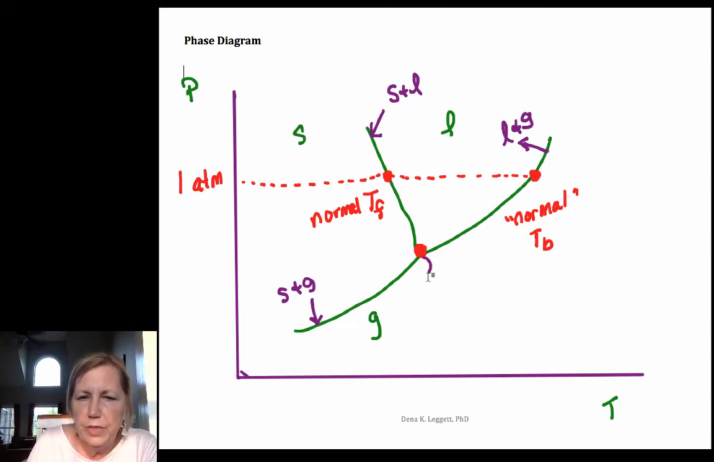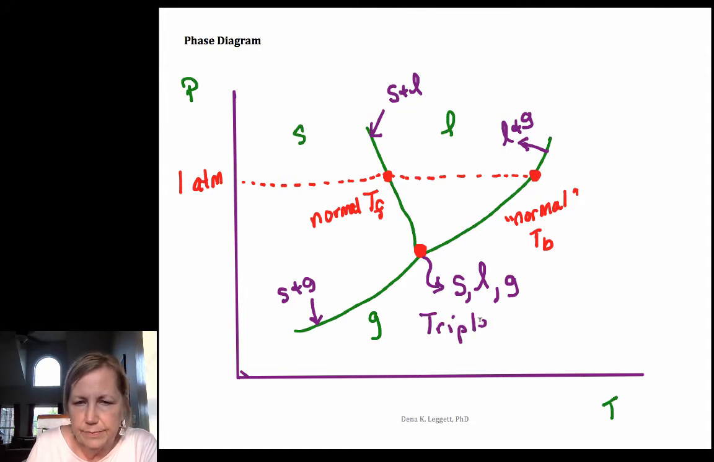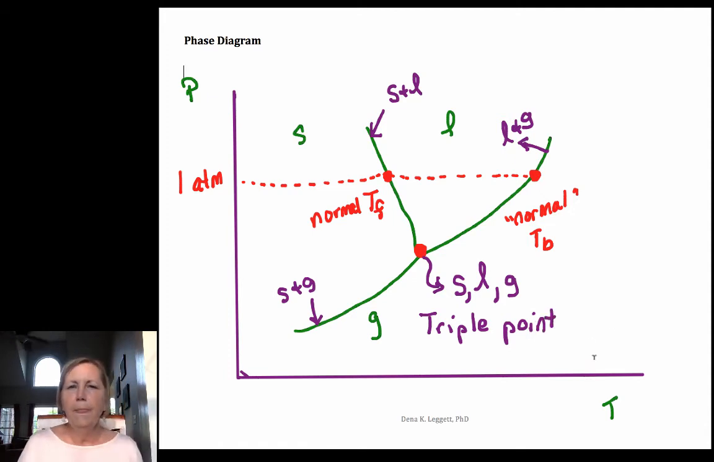So hopefully it's reasonable that at this point, where they intersect, I have solid, liquid, and gas. And that's called the triple point. Okay? Now, it's an equilibrium. It's hard to achieve. There's some good videos online, especially if you look at some videos with tertiary butyl alcohol. You can see those. I want to extend this a little bit out.